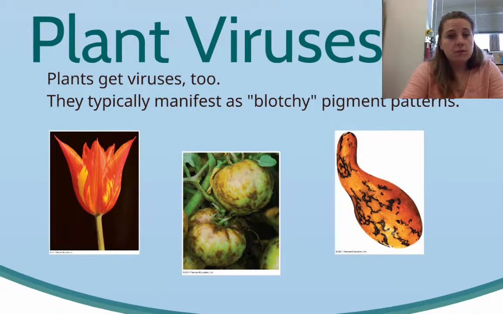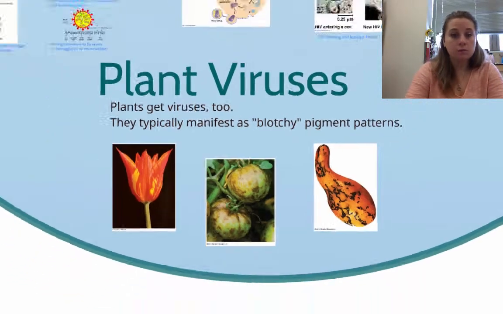So plant viruses, there's your other one, right? And so plants get their viruses too. Believe it or not, they can usually end up with these kind of crazy blotchy pigment patterns that result from their viruses. So again, we saw earlier the tobacco mosaic virus, because it creates these splotches, gave it a very mosaic-y looking thing. So there are other ones that can be out there too to cause these problems.